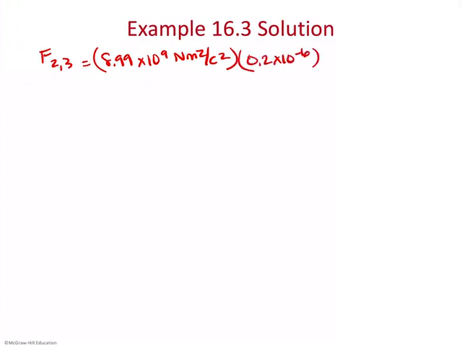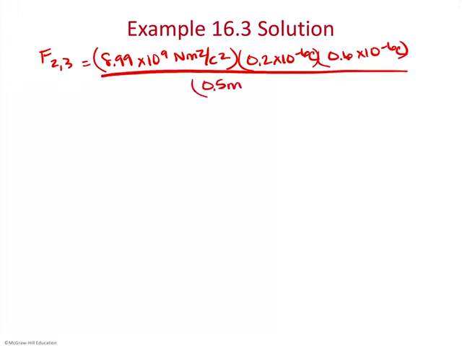and we'll do force 2 to 3. Alright, so we have 8.99 times 10 to the 9th newton meter squared per coulomb squared times 0.2 times 10 to the negative 6 times that 0.6 times 10 to the negative 6. And by the way, those are coulombs. Divided by your distance, which was just 0.5 meters squared. And you should get 4.32 millinewtons that time.